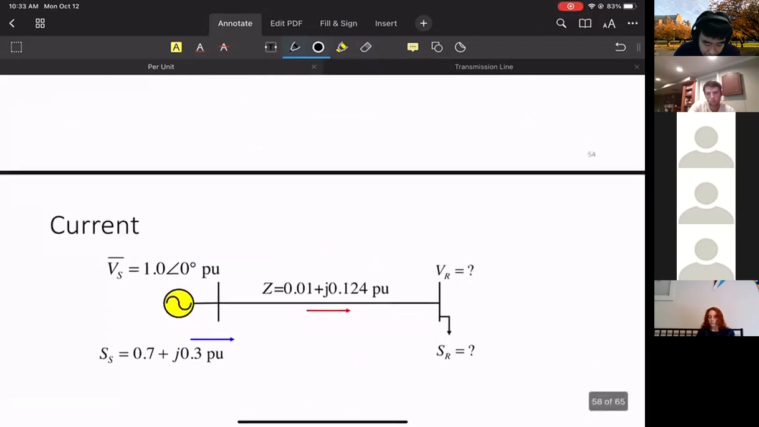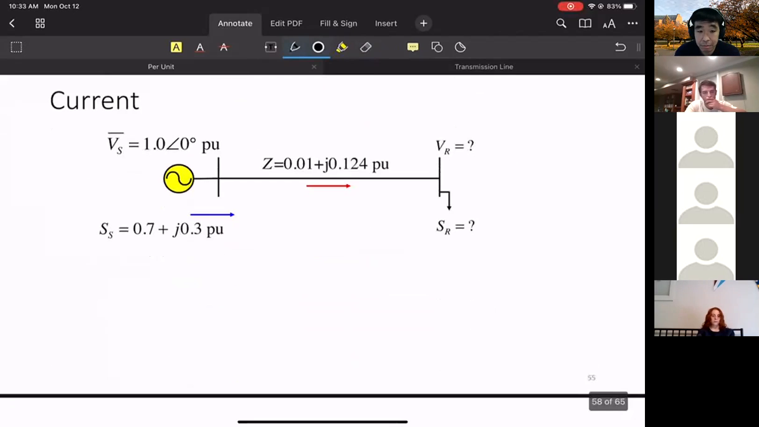Now let's do the current calculation in per unit terms. There are several ways we can do the current. Here, let's look at what we know. We know the power coming out of the generator. We know the voltage phasor, and we know the total power.